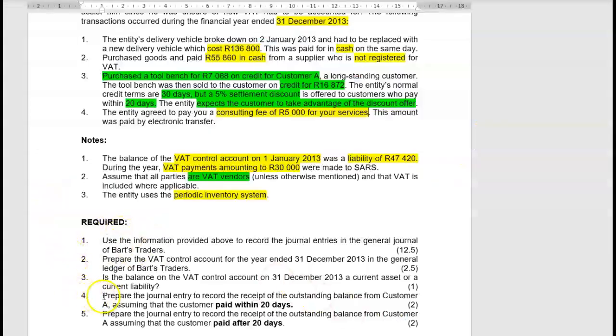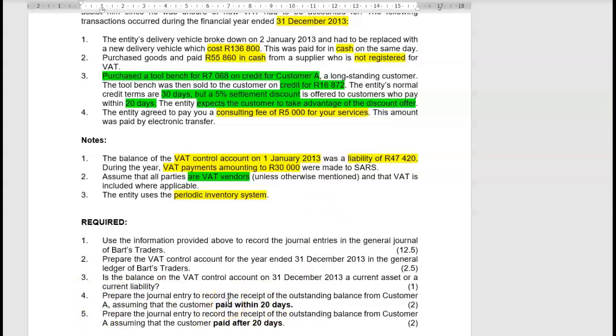Number 4, prepare the journal entry to record the receipt of the outstanding balance from customer A. So it was this transaction here where we sold that tool bench for an amount of 16,872. Now they want you to record the transaction. Number 4 is if you pay within 20 days, and number 5 is if you pay after 20 days.